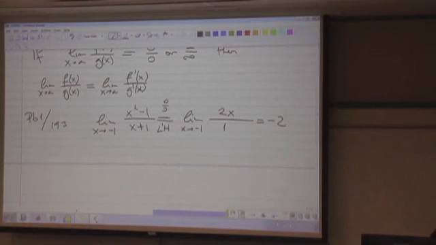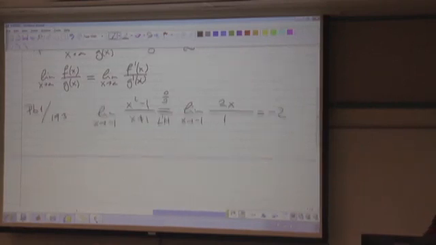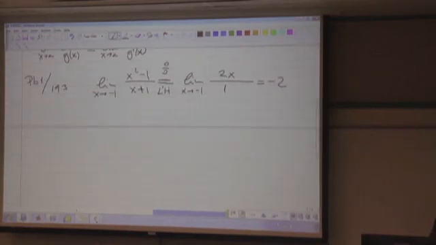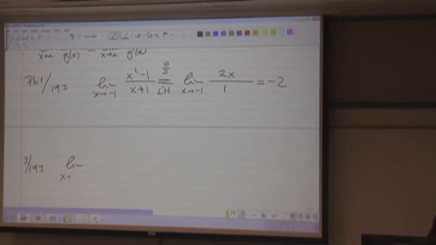Will they get a lot harder? Of course they will get a lot harder. For example, number 3. And I wouldn't say that it's a lot harder, but the limit as x goes to pi over 2 plus of cosine of x divided by 1 minus sine of x.